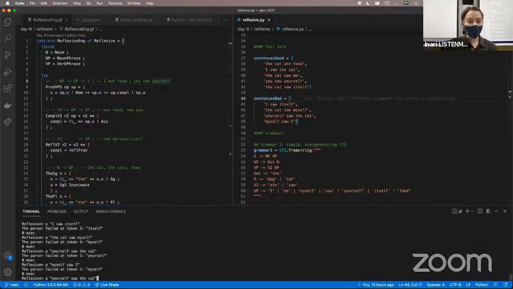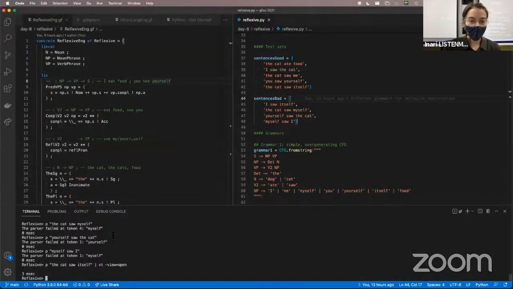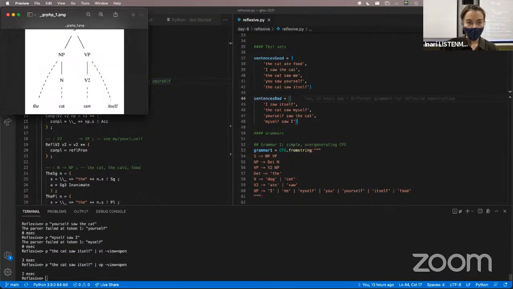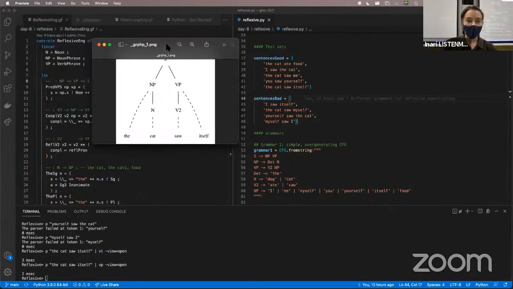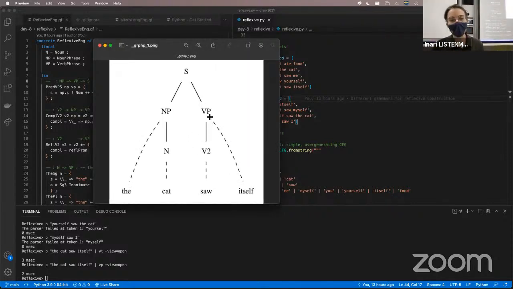So right, as you can see, this is where we were. The cat saw itself. This is the reflexive construction. Am I sharing my screen? Yes, and I'm not muted. Great. And again, the word itself comes from the VP, not from any lexical node.